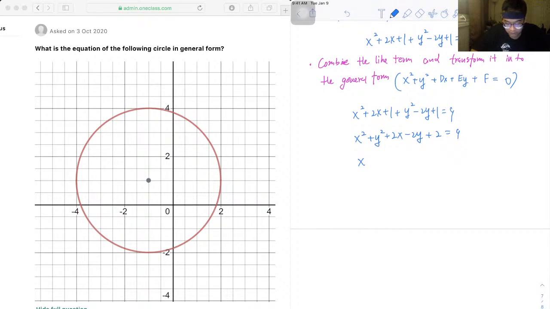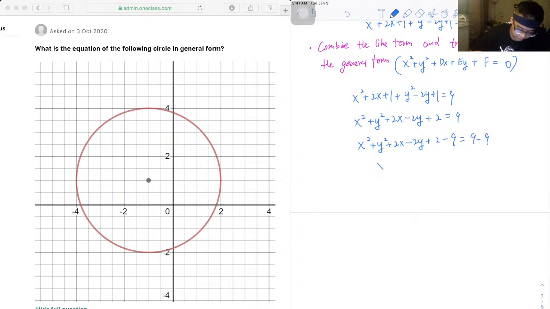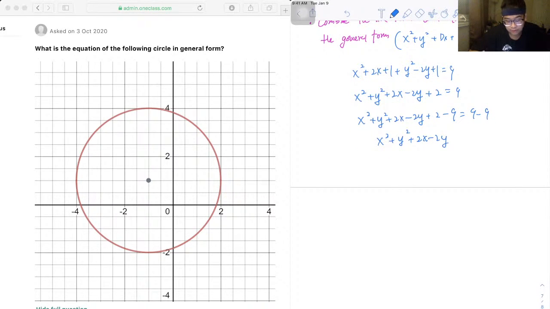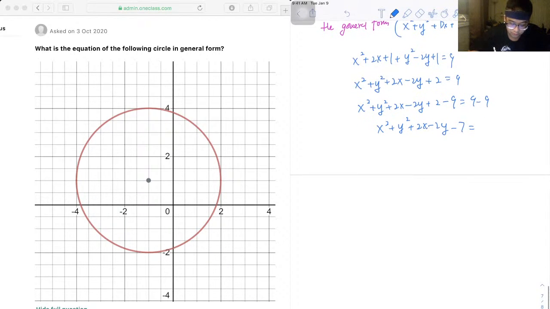And then we want to move 9 to our left hand side in order to have a 0 on one side. So we need to minus 9 on both sides in order to get rid of the 9. So that's going to be x squared plus y squared plus 2x minus 2y plus 2 minus 9, which is equal to 9 minus 9. So now we get x squared plus y squared plus 2x minus 2y, and plus 2 minus 9 is just equal to minus 7, which is equal to 9 minus 9, which is 0.